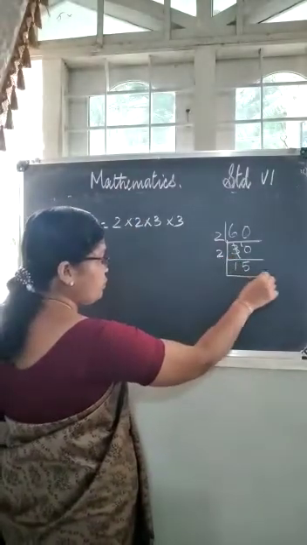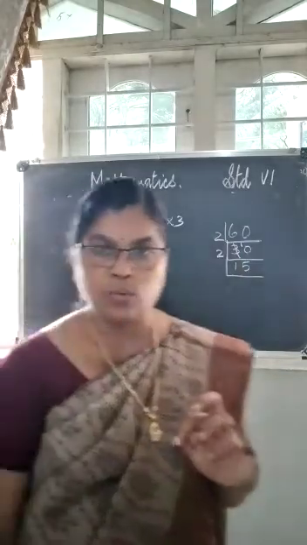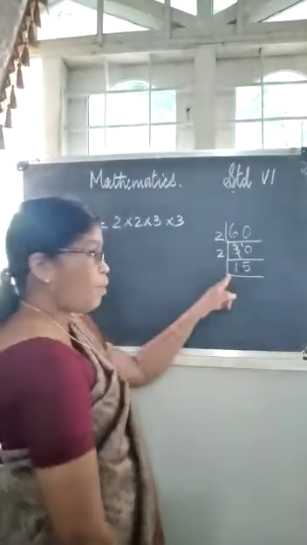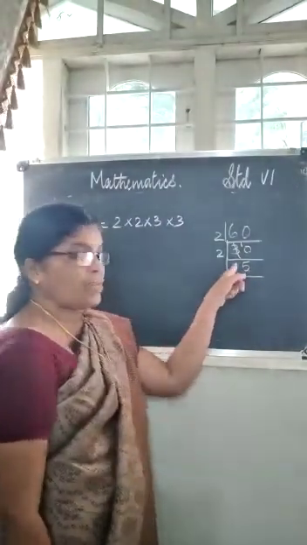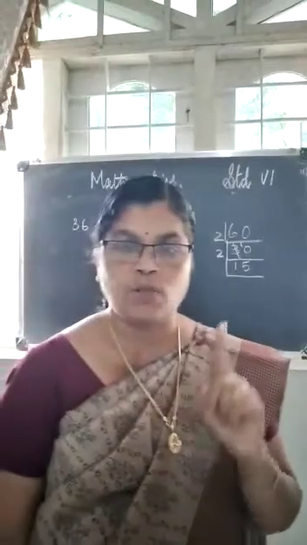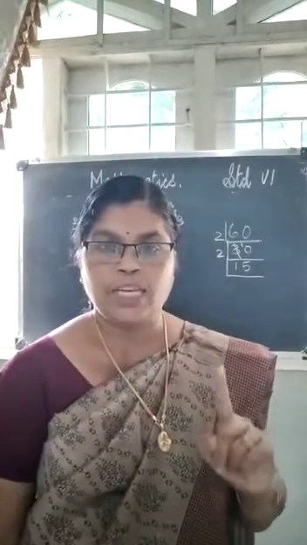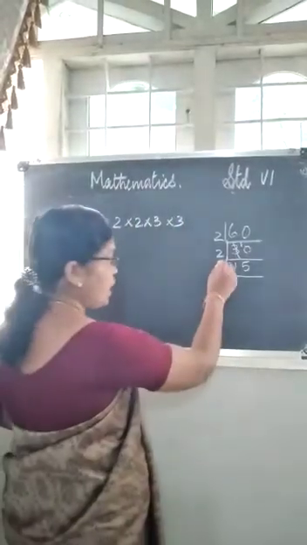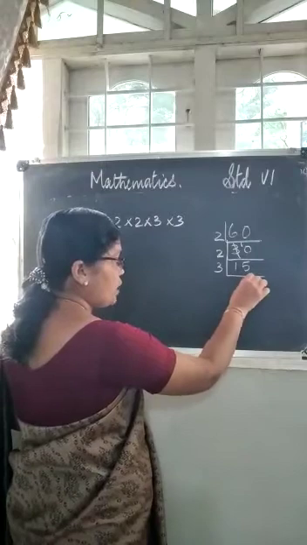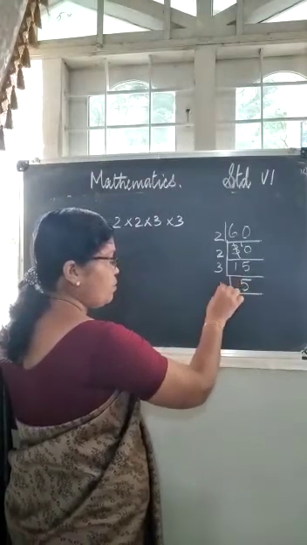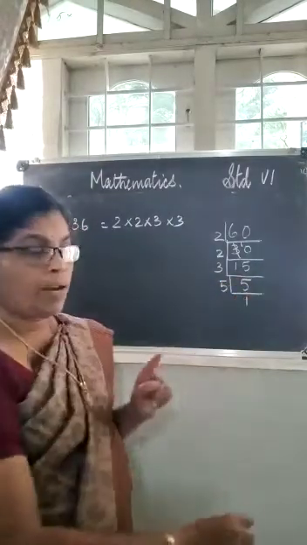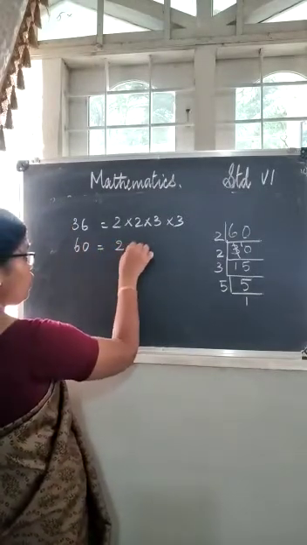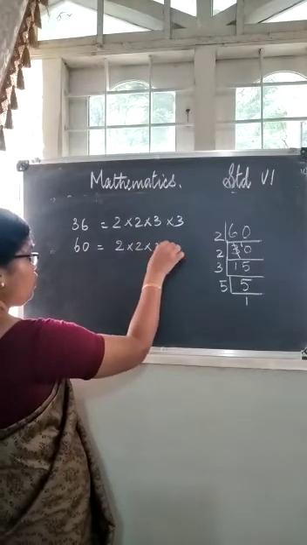Now can you divide this 15 again by 2? No, we cannot divide by 2. We can divide by 3, because the sum of the digits, 5 plus 1, we get 6. 6 is a multiple of 3. Then that 15 is divisible by 3. So 3 5's are 15. Now divide by 5, we get 1. The prime factorization of 60 is 2 into 2 into 3 into 5.